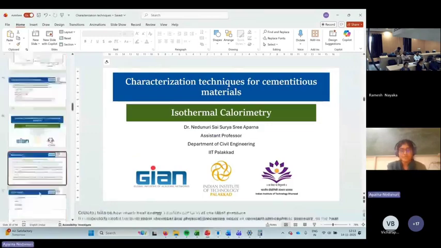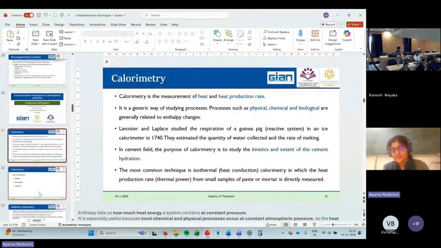So if we see, isothermal calorimetry is the field where we understand the measurement of heat and heat production rate.